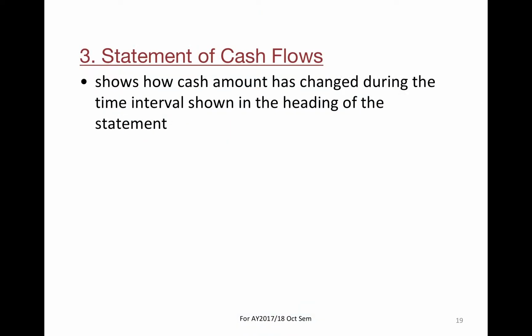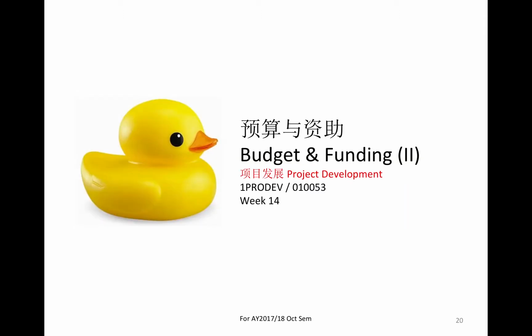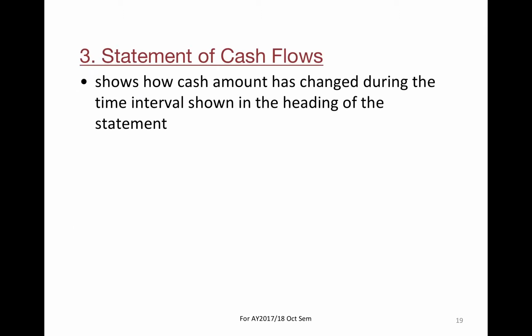And then the third account that you usually see is the statement of cash flow. It shows how the cash amount has changed during the time interval shown in the heading of the statement. I don't have an example, but it's actually like a cash book. You can Google it, a cash book, meaning the debit and credit, how much money you have, how much money you spend. So by the end of the day, you will know how much money you spent and how much cash you have in hand. All right.